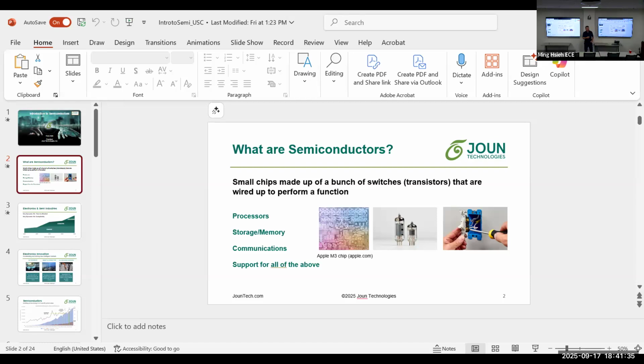Other questions? Yes. Given the state of the industry right now, what would you say is the role of the intersection of material science and electrical engineering for that innovation?